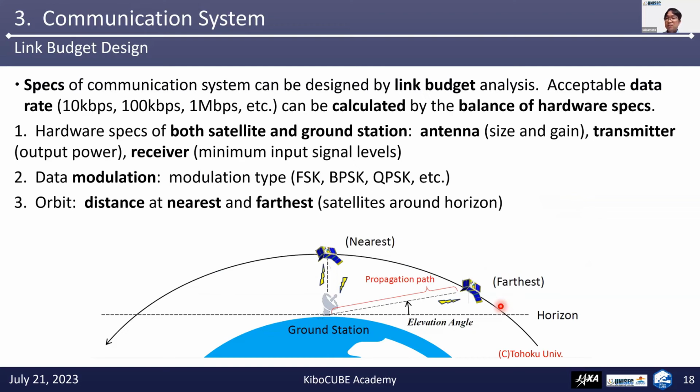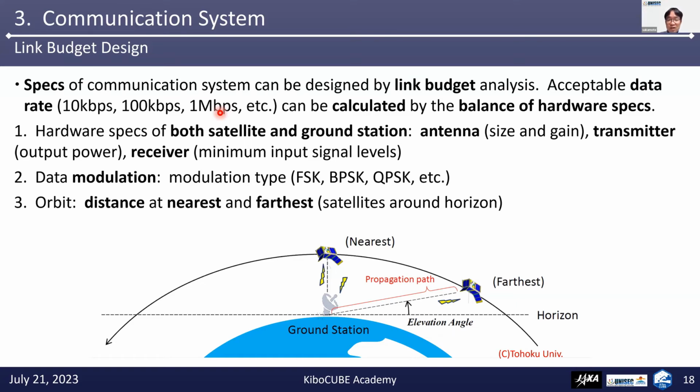To decide the specs of the communication system in the design phase, we need to understand the analysis method of link budget. Acceptable data rates such as 10 kbps, 100 kbps, 1 Mbps, etc. can be calculated by the balance of hardware specs. This technique is explained in a lot of reference books, and it is not a matter only for satellite design. I think it's general fundamentals for RF communication, so it's not difficult to find a good book.